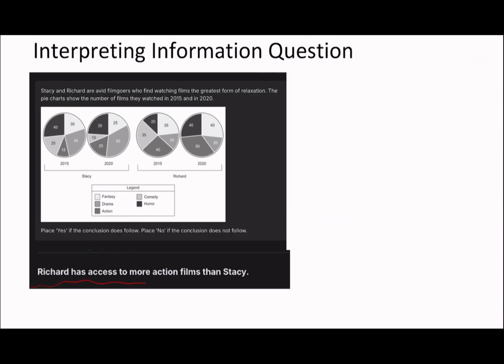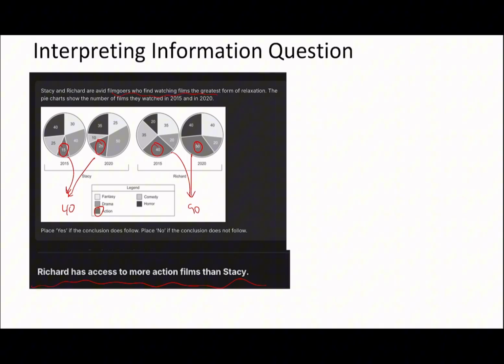So we're looking for, it says Richard has access to more action films than Stacey. So action is going to be the third one. So that's 15, 25, 40, and 50 in this instance. Okay, so it says Richard has access to more. Richard overall had watched 90 action films. Stacey watched 40.